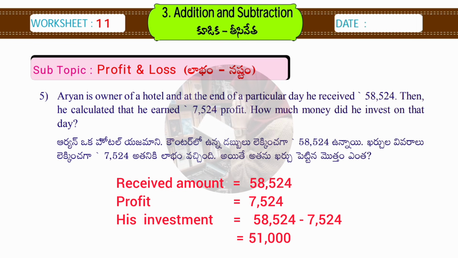Okay, so received amount is 58,524. Profit we get is 7,524. Therefore his investment is received amount minus profit, meaning 58,524 minus 7,524, which is equal to 51,000. So he invested 51,000 and he got a profit of 7,524.